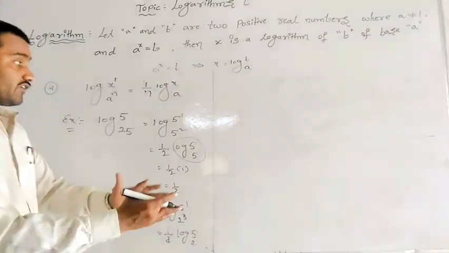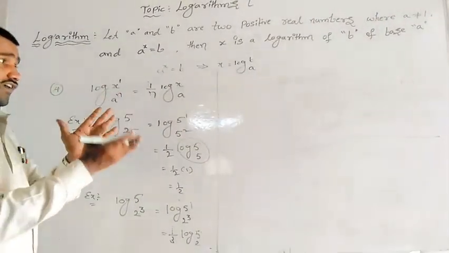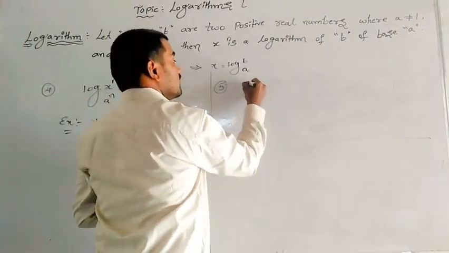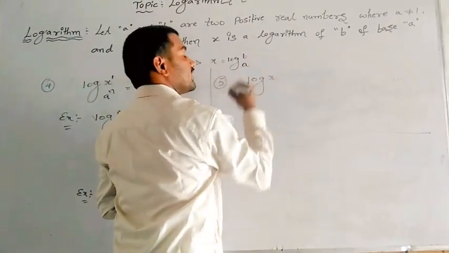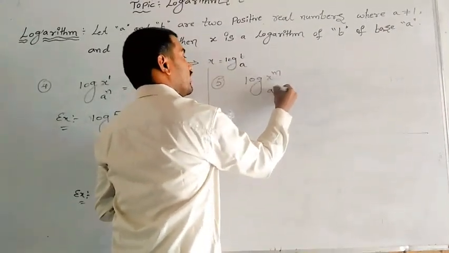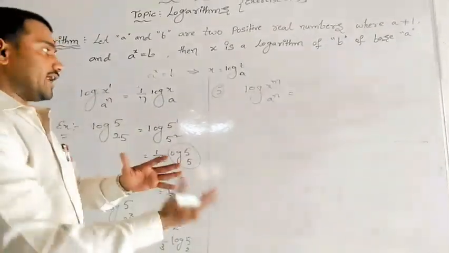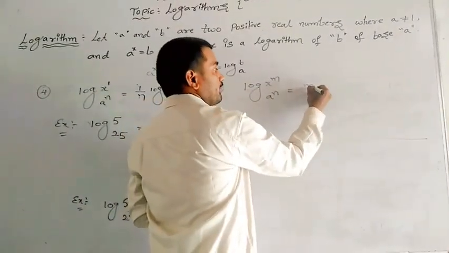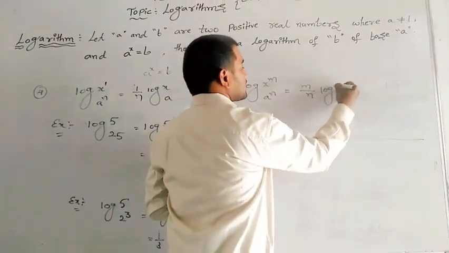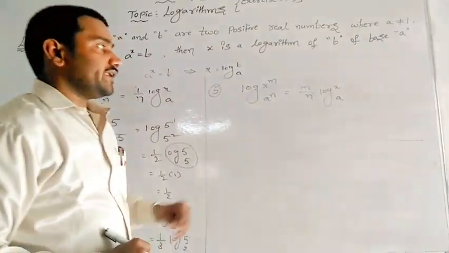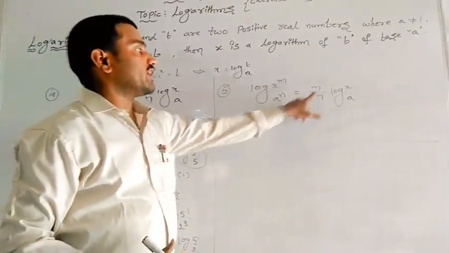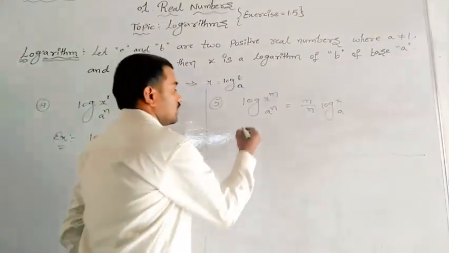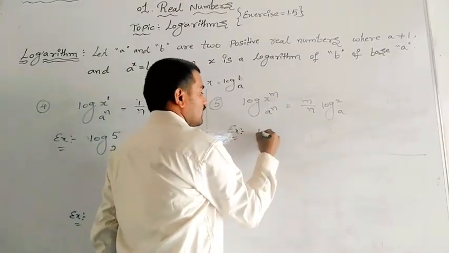So let's see the third and fourth formulas are correlated. The fifth formula is the combination of third and fourth. Let's write log x to the power of m, base a to the power of n, equal to, this is important to understand, because if you understand third and fourth, the fifth one is very easy. Simple, m by n log x base a. This m and n will come as m by n and will multiply the log x, whatever the base will be.